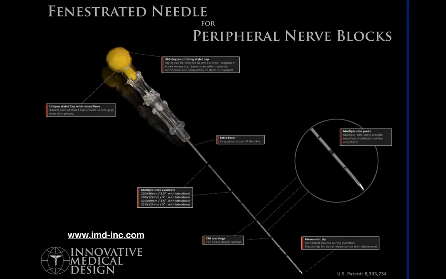In this section, we discuss the use of a fenestrated pencil point needle for proximal saphenous nerve block. As we have mentioned earlier, there are a number of techniques that can be used to perform most blocks. This needle is one more tool that can be used in selected cases.